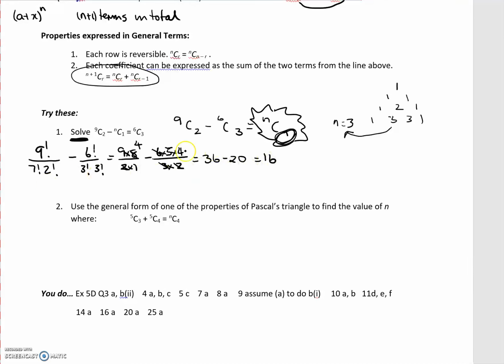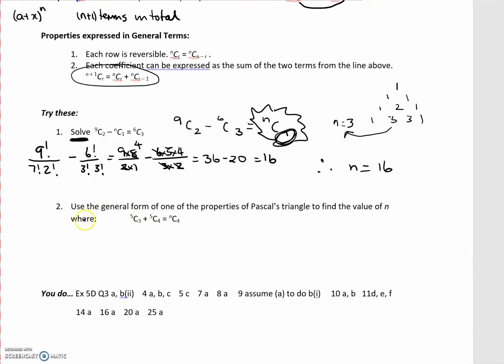So there you can see, just to save a bit of time, I've actually done the calculation. 9C2, 9 factorial over 7 factorial, 2 factorial. I've simplified that, cancelled out as much as I can. Did the same with 6C3, cancelled it down, got the numerals 36 and 20, subtracted them and got 16. Now, if 16 is nC1, we know the second term in the expansion has the same total value as the power, therefore n is equal to 16.